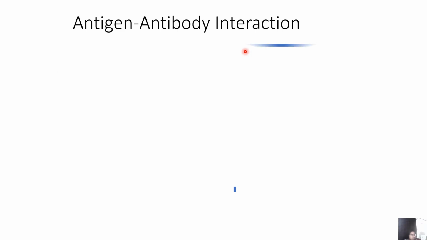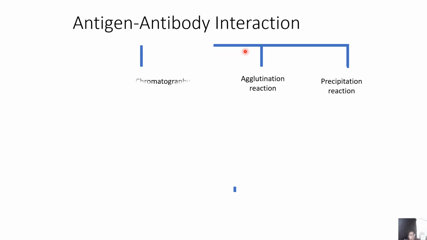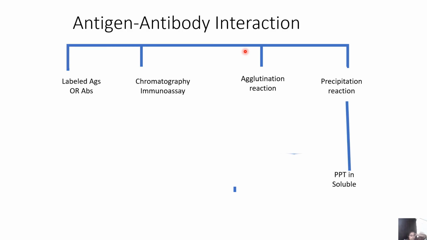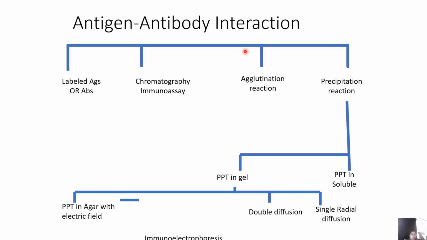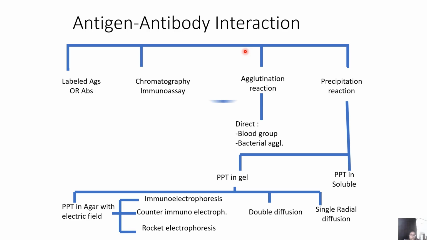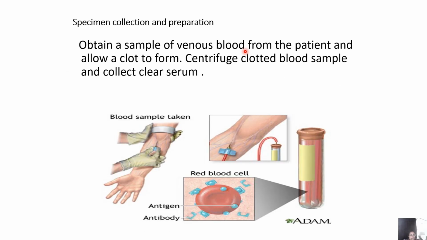So, basically we have the precipitation reaction, the agglutination reaction, then chromatography, immunoassay, and labeled antigens and antibodies. For the precipitation reaction, that is PPT, we have precipitates in solution or gel, single radial diffusion, double diffusion, precipitate in agar with electric field, immunoelectrophoresis, and counter immunoelectrophoresis. All of these are there. For agglutination, we have direct blood group or bacterial agglutination.